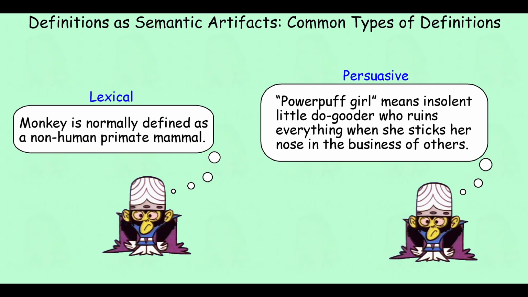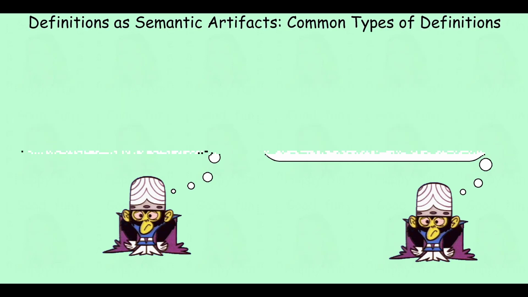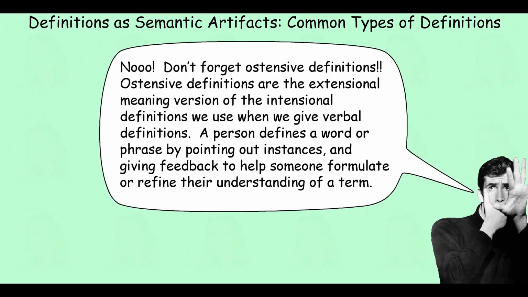Well, what we usually do in circumstances like that, and in others as well, is use ostensive definitions. Ostensive definitions are the extensional meaning version of these intensional definitions that we've been using when we give verbal definitions. With an ostensive definition, a person defines a word or phrase by pointing to instances and giving the person feedback to help them formulate and refine their understanding of the term.